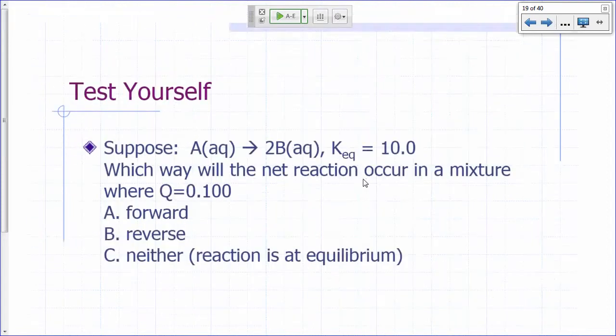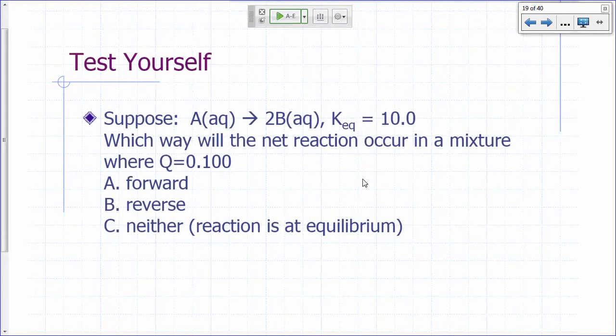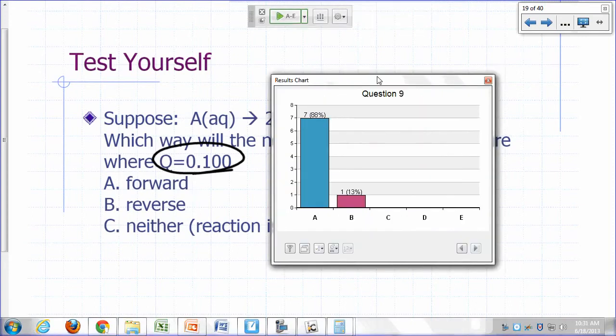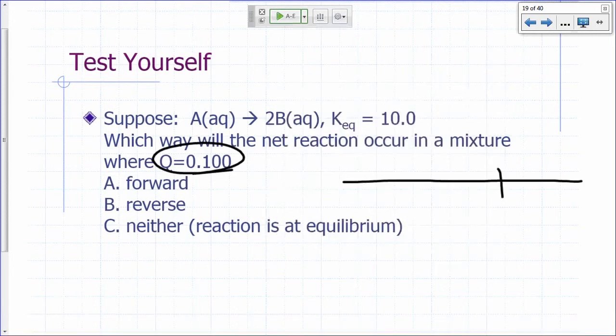Okay, so let's do a few clicker questions. We have A going to B. 1 mole of A gives you 2 moles of B in aqueous solution. KEQ is 10. Which way will the net reaction occur in a mixture where Q happens to be 0.1? Is it going to go forward, reverse, or neither? If Q is less than KEQ, it goes forward. Again, here's your KEQ. If Q is less than KEQ, it goes forward.